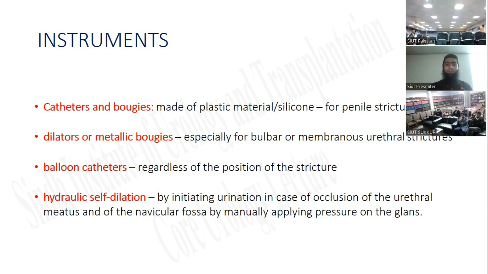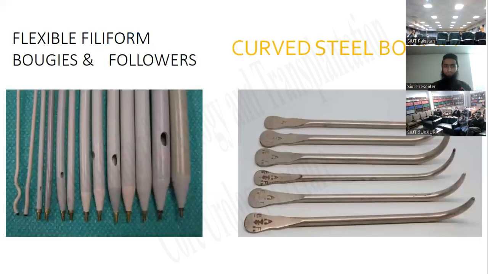And there is a hydraulic self dilatation by initiating the micturition desire and holding the glans penis in your hand, or meatus, and then forcefully trying to micturate. It is a hydraulic self dilatation. The urine will come with a force and it will disrupt the stricture. And there will be sheer pain for a moment there.